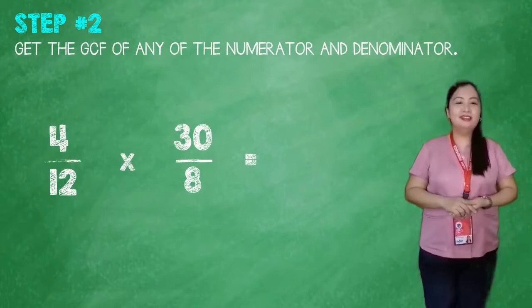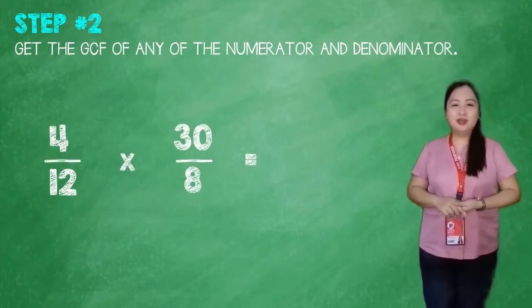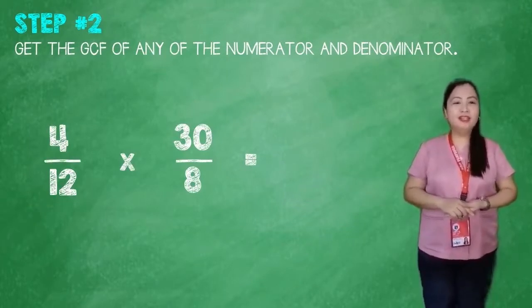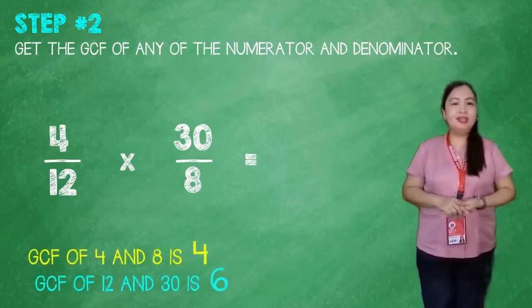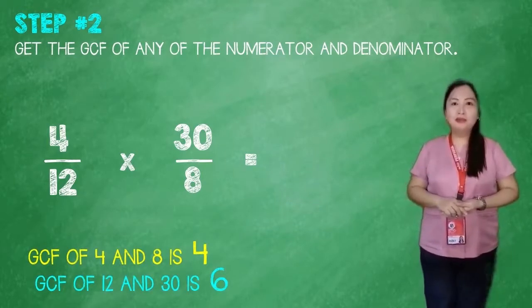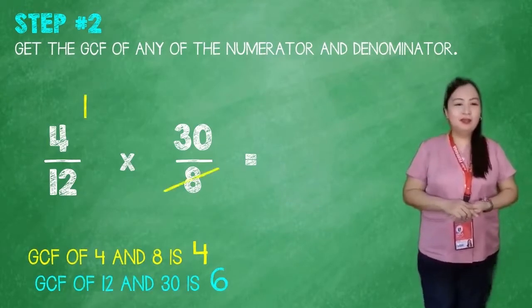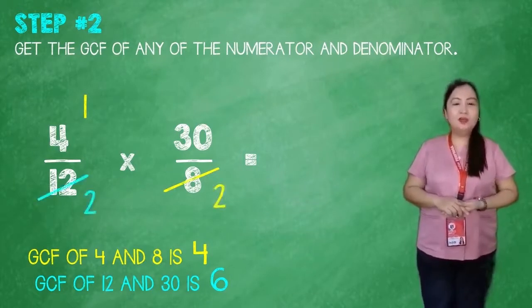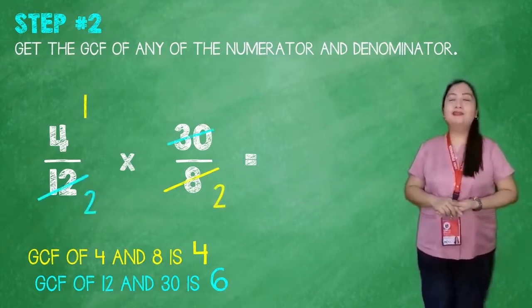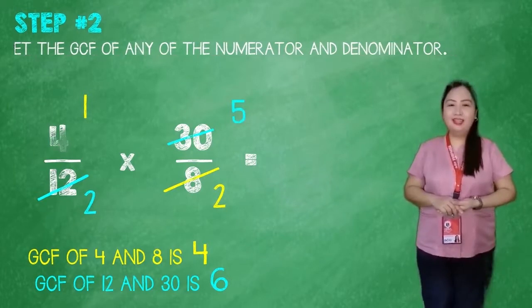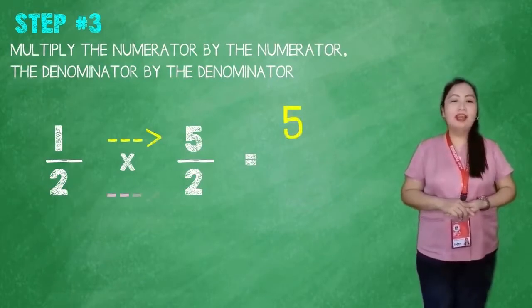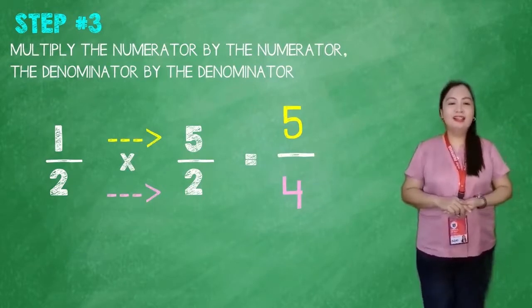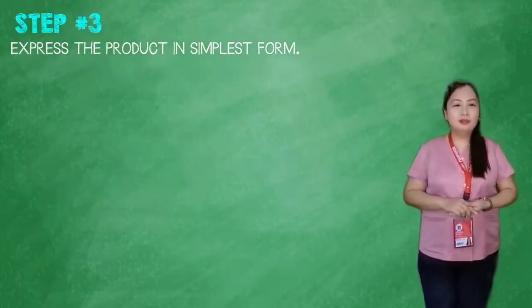Second, get the GCF of either the numerator and denominator. The GCF of 4 and 8 is 4, while 12 and 30 is 6. Simplify by cancellation. 4 divided by 4 is 1, and 8 divided by 4 is 2. 12 divided by 6 is 2, and 30 divided by 6 is 5. Then, multiply the numerator by the numerator. 1 times 5 is 5. The denominator by the denominator. 2 times 2 is 4. Last, express the product in simplest form.